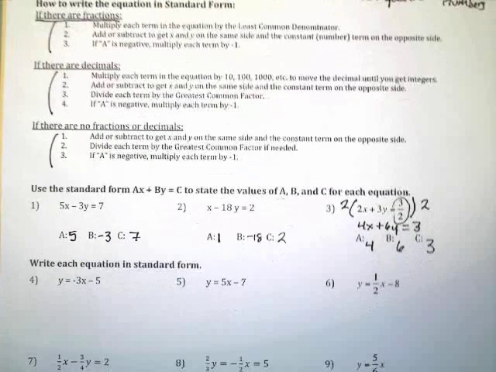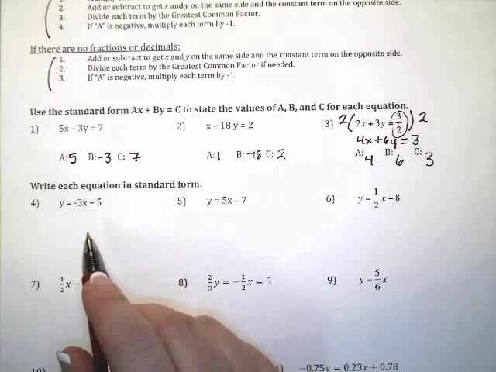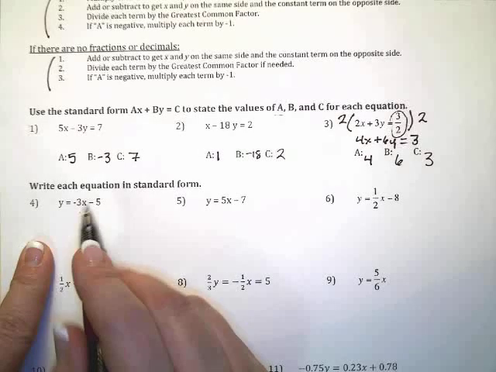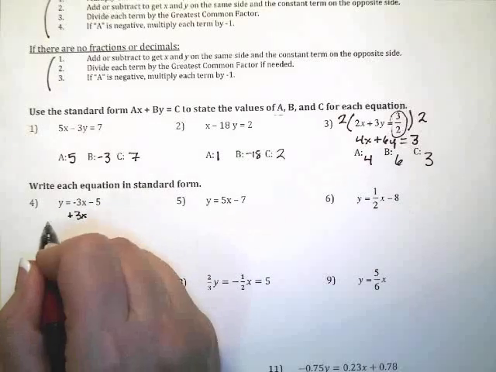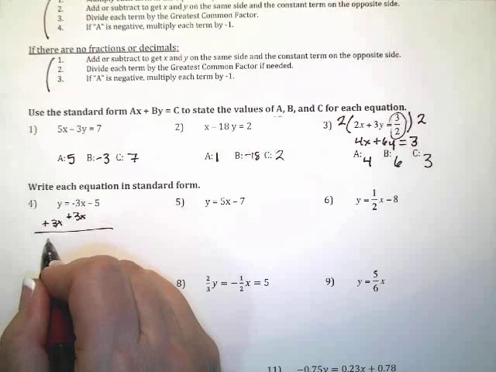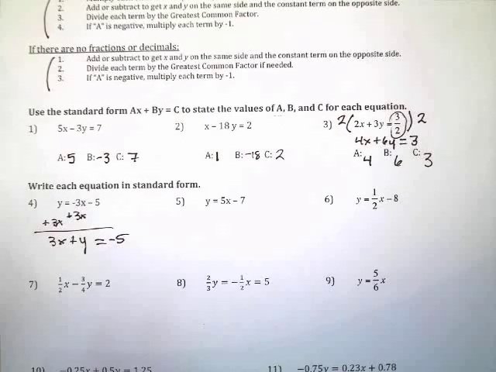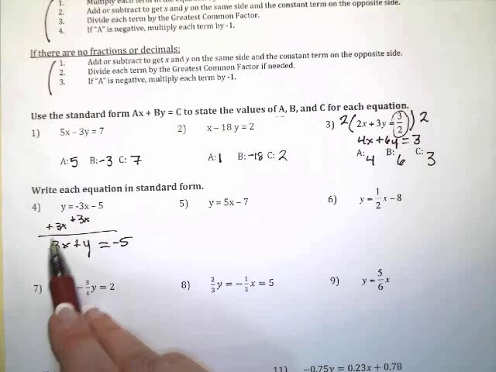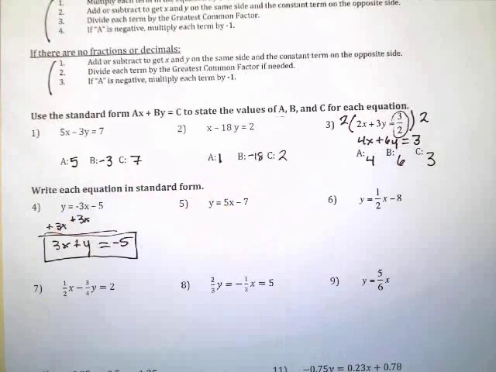Okay, now let's go down to our next set of instructions. Write each equation in standard form. Well, you can see that the y term is already on the left-hand side. We need to get the x term on the left-hand side. So to move this term over to the left-hand side, we would add 3x to both sides of the equation. So adding 3x to both sides, we have 3x plus y is equal to negative 5. So we're just rearranging this equation. Okay, we don't have any fractions. A is not a negative number, so this is in standard form. Now we can go ahead and box or circle our answer.